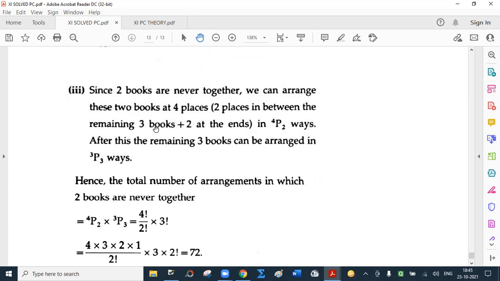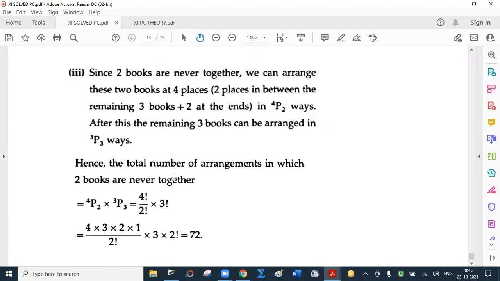But here they have used a different method. For 2 books never together, we can arrange these 2 books at 4 places: 2 places in between the remaining 3 and 2 at the ends. So in 4p2 ways. After this, the remaining 3 books can be arranged in 3p3 ways. Right? The logic is different, but of course the answer must be the same.